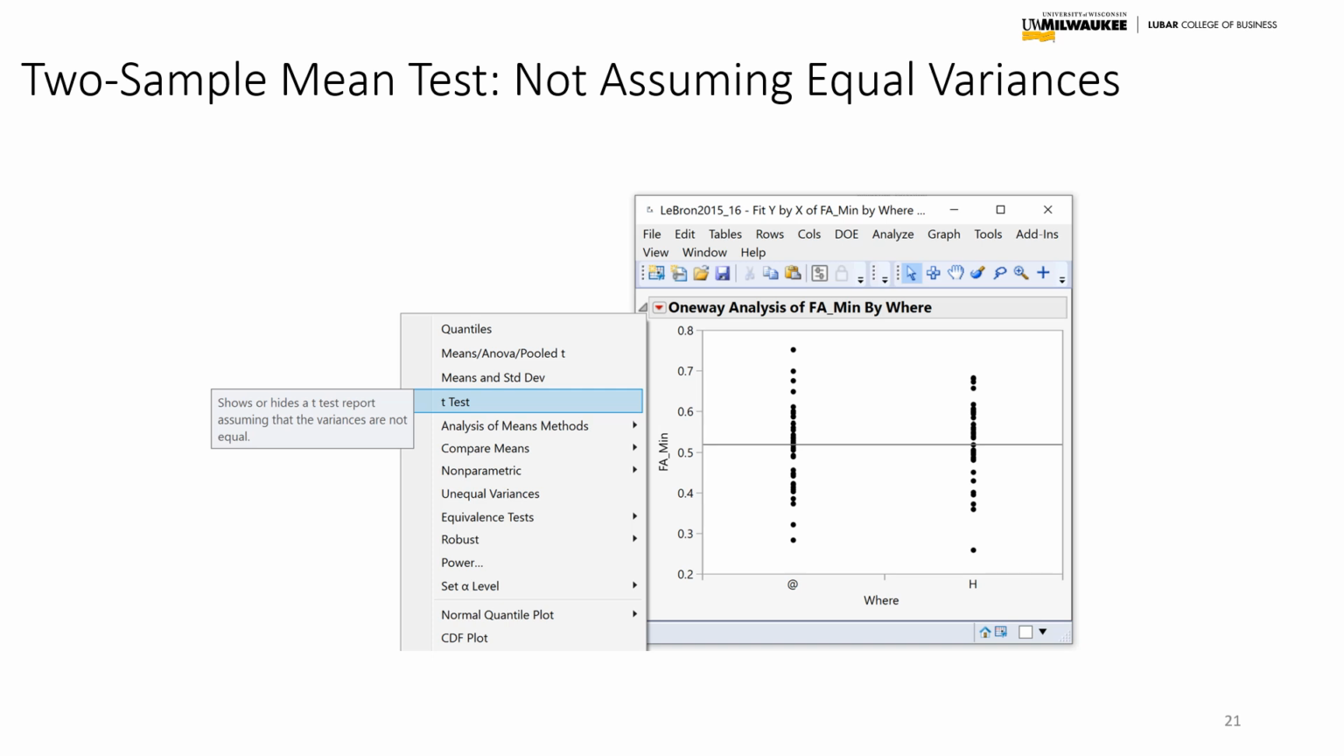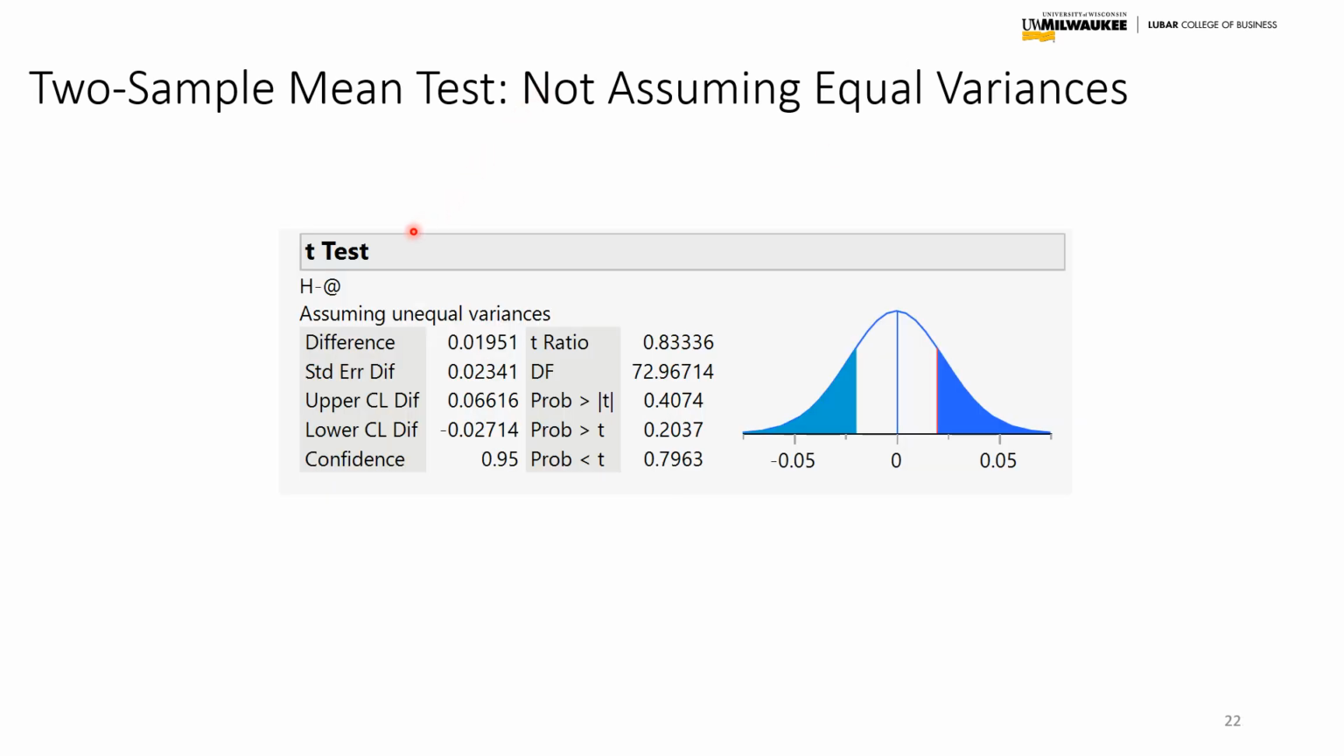Now let's show you how to use JMP to test the mean difference without assuming equal variances, which is the conservative route. That is done by choosing, rather than pooled, the option down here of simply t-test. Here is the output. Notice JMP is saying assuming unequal variances. Now the t-ratio and the p-value are nearly identical to our earlier output. This is because the variances between the two samples were so close.